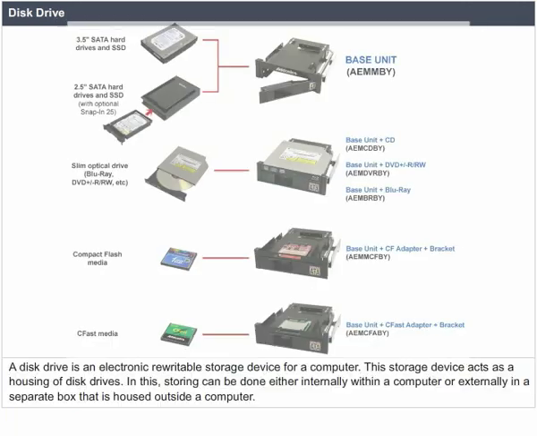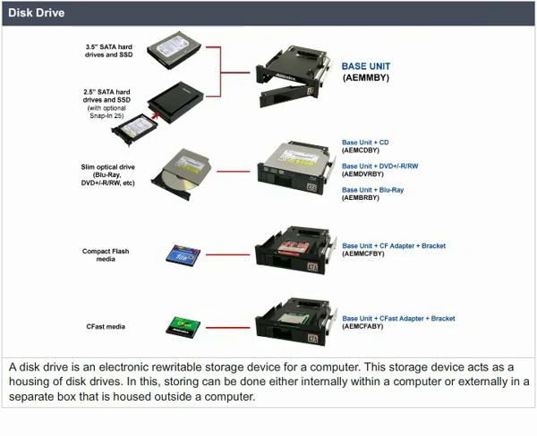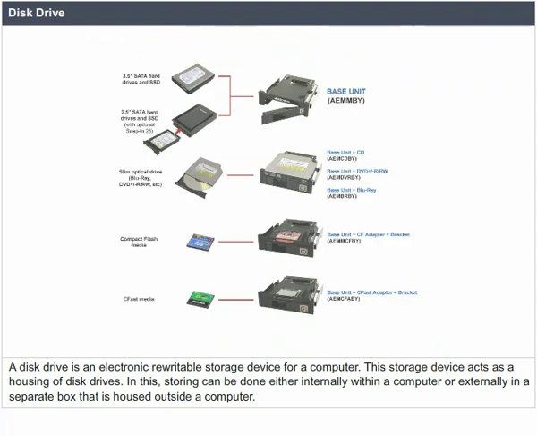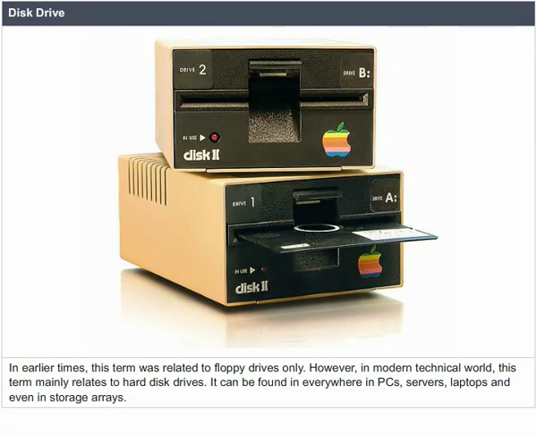Disk drive. A disk drive is an electronic rewritable storage device for a computer. This storage device acts as a housing of disk drives. In this, storing can be done either internally within a computer or externally in a separate box that is housed outside a computer. In earlier times, this term was related to floppy drives only. However, in the modern technical world, this term mainly relates to hard disk drives. It can be found everywhere in PCs, servers, laptops, and even in storage arrays.